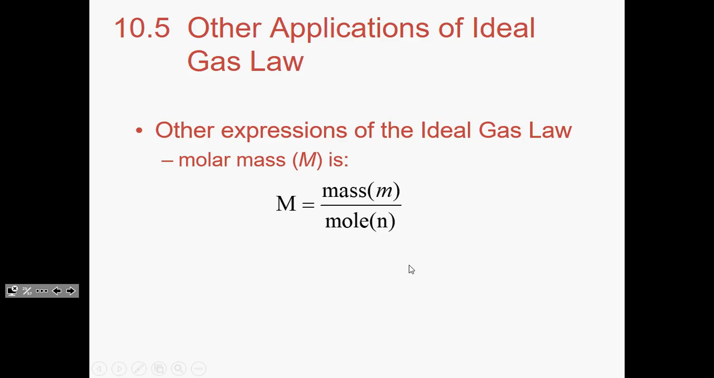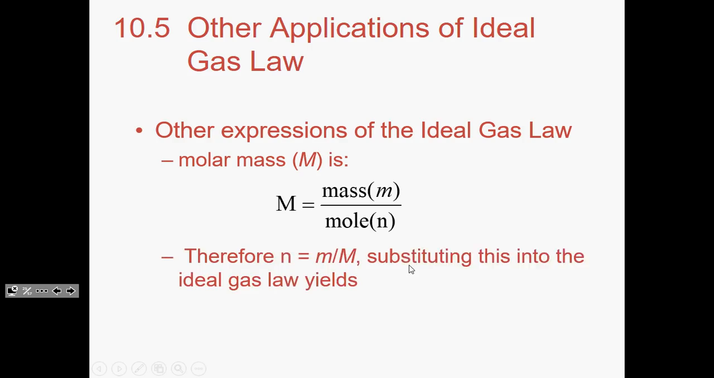Units of molar mass are grams per mole. So if we take the mass of the substance in grams and divide it by the number of moles, we would get grams per mole, or molar mass of a substance. So if we rearrange this to solve for n, like you'd see it in the equation sheet, mass divided by molar mass equals the number of moles, and that we can substitute into PV equals nRT to obtain this form of PV equals nRT.